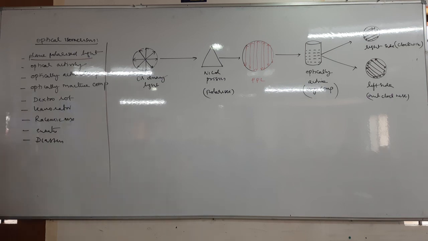Next, optically active substance. The substance which can rotate PPL either towards the right side or left side is called an optically active substance.